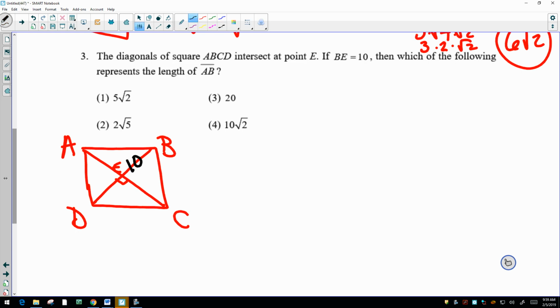So if I know BE is 10, what else do you know? DE is 10. What else do you know? AE is 10. And CE is 10. Everything is 10, right? Because the diagonals are equal and they're cut in half. So all 4 parts are going to be the same. It says, which of the following represents the length of AB?